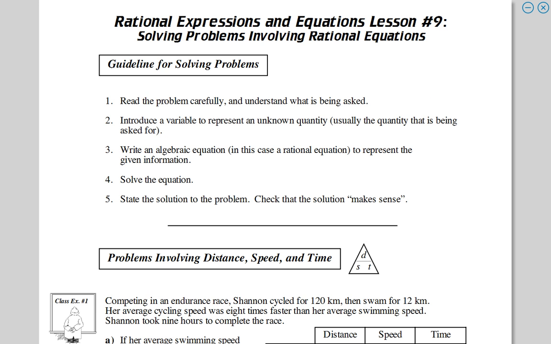You're solving problems involving rationals. And you're typically going to have your basic physics formulas for constant velocity. You guys can see it okay?